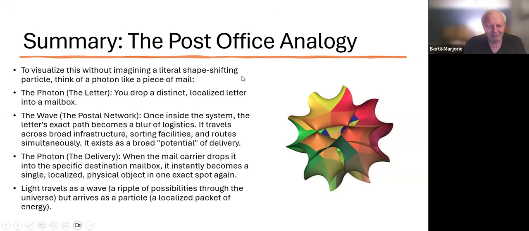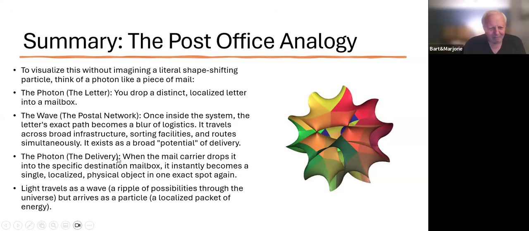So to summarize, we should think of this like a post office. Imagine a literal shape-shifting particle. Think of a photon like a piece of mail. The photon is the letter. You drop a distinct localized letter into the mailbox. The wave is the postal network. Once inside the system, the letter's exact path becomes a blur of logistics. It travels across broad infrastructure, sorting facilities, and routes simultaneously. It exists as a broad potential of delivery.